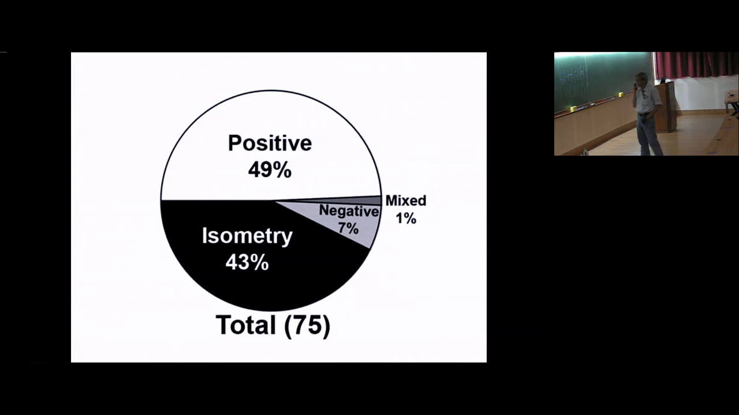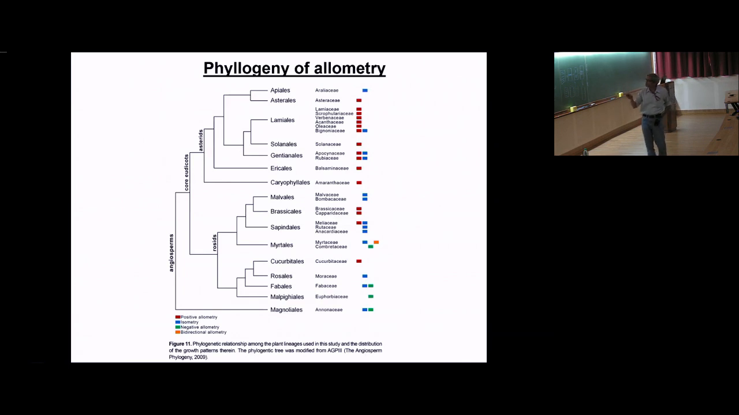Out of the total 75, it includes all sorts of plants. It includes climbers, it includes annuals, which grow at the very basal level, and then within one season, grow and die. It has trees and shrubs and so on. About 40% is isometry, a small percent is negative allometry, and then 1 or 2% is mixed allometry, which can come later. But if you make a phylogenetic tree, you do see that some sort of pattern is appearing. This is probably the most ancestral here, the magnolias.